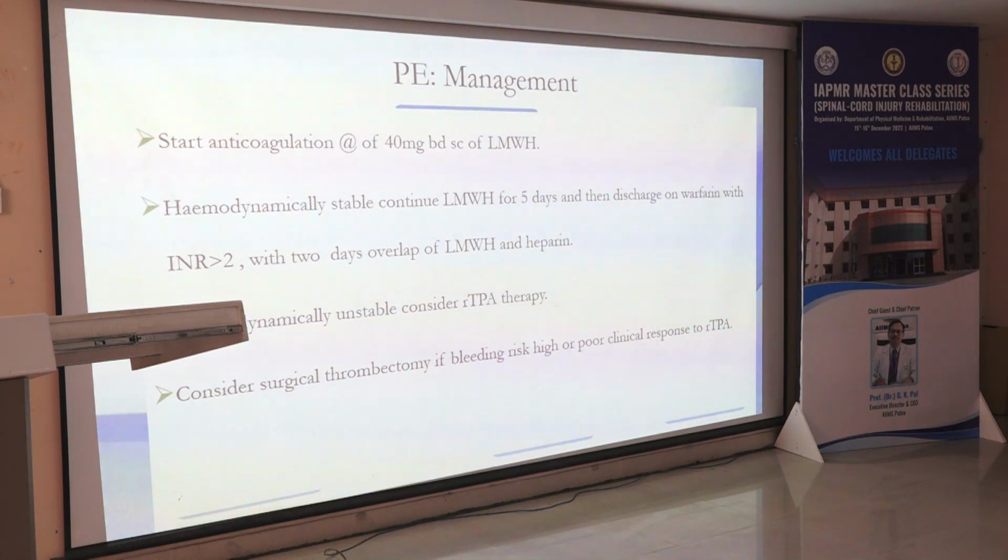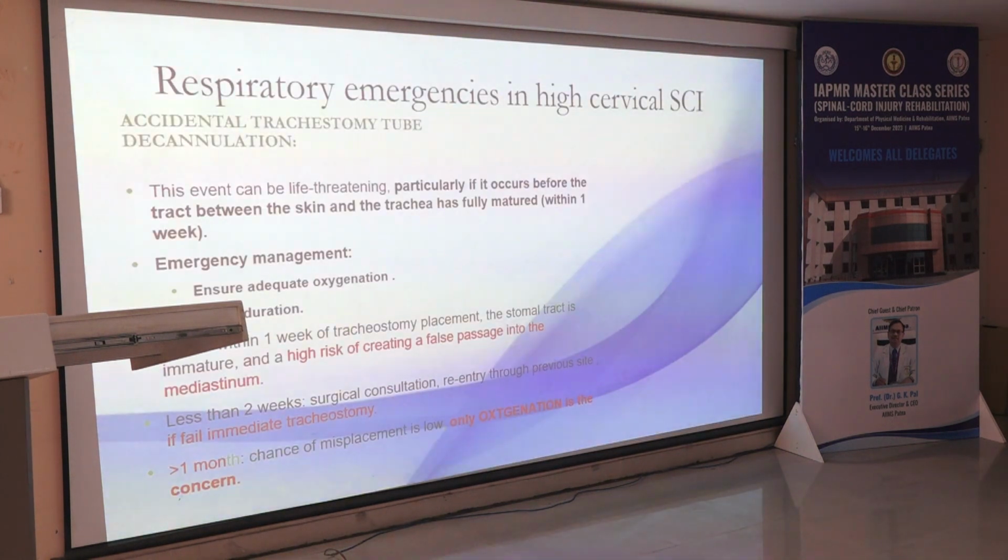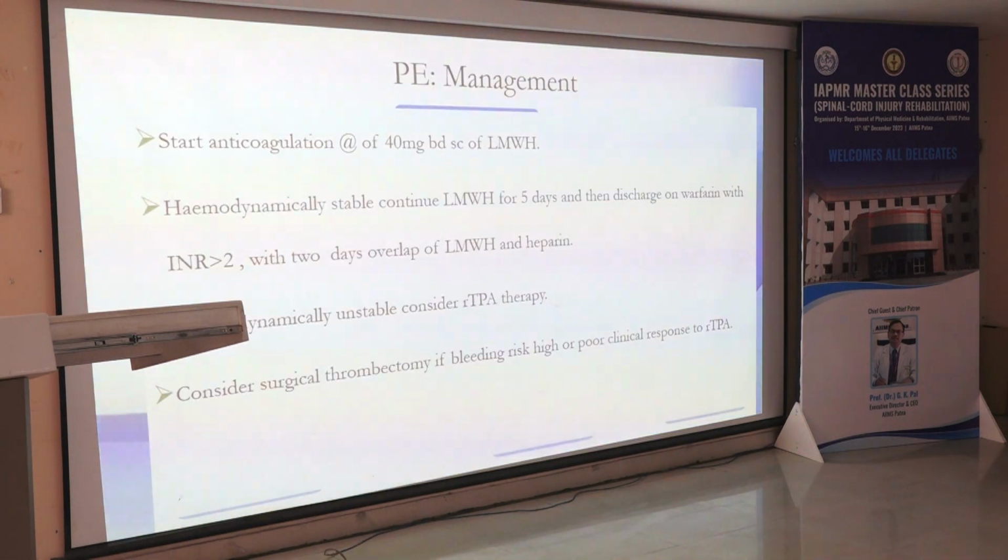If renal or hepatic compromise is there, then reduce the dose by 50% and try to attain the INR, continue with the dose, and then monitor the INR. Then monitor on alternate days, followed by twice weekly, then on a weekly basis. And probably we need to continue the whole anticoagulation for at least 6 months. When the patient is hemodynamically unstable, then consider rtPA therapy.